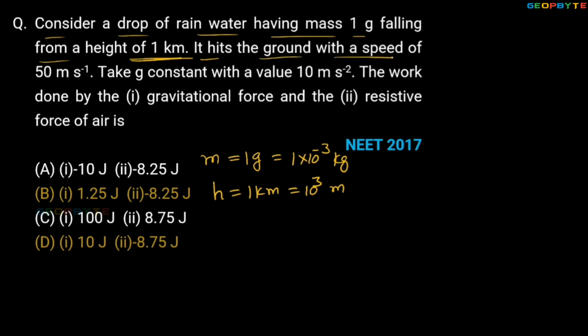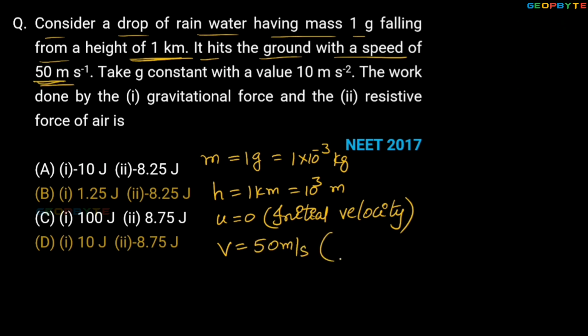It hits the ground with a speed of 50 meters per second. That means initially the drop is at a particular height where the initial velocity u equals 0. Whereas the final velocity of the droplet, v, equals 50 meters per second. Take g, the acceleration due to gravity, equal to 10 meters per second squared.